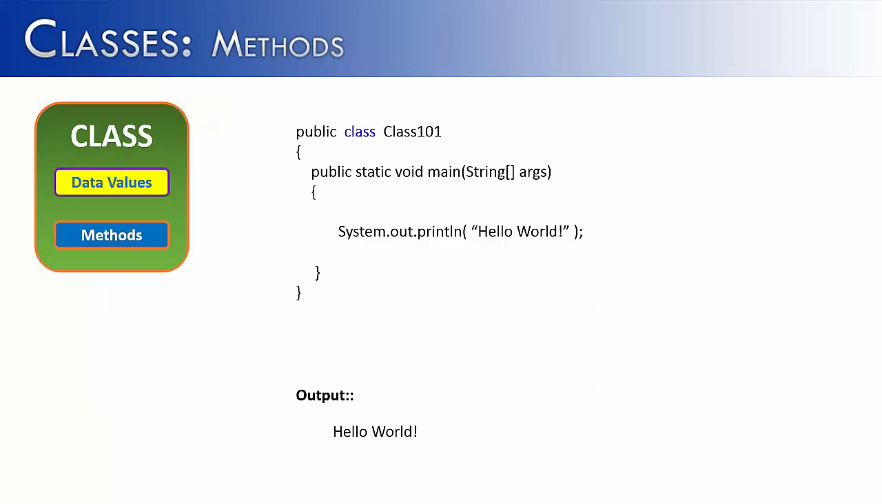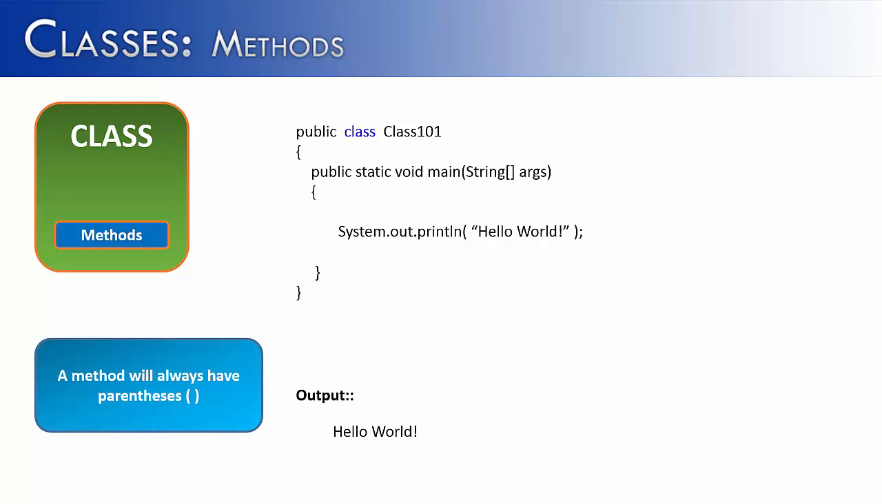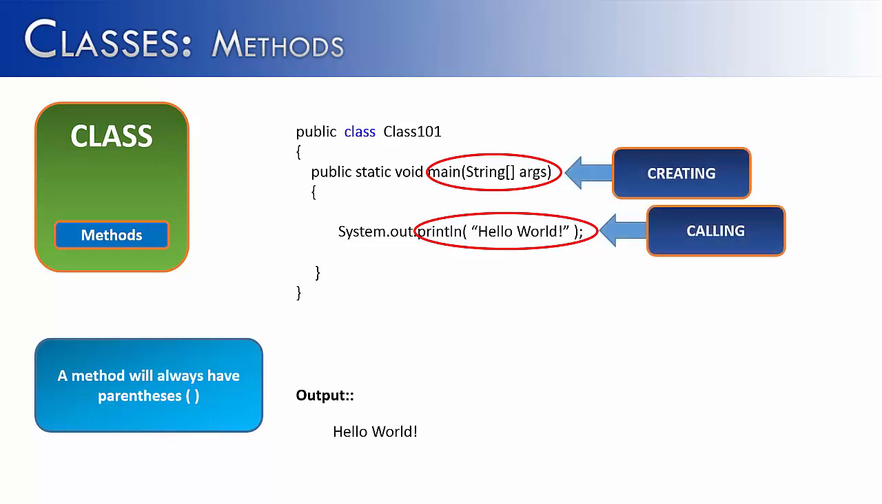Now in this video, I'm not going to focus on the data values, but rather I'm going to focus on methods, or the doers of a class. Methods can be identified by a statement having parentheses after it. If you look at the code in the middle of this program, you can see that there are actually two methods here, the main method and the println method. The main method is being created, and println is being called or invoked.